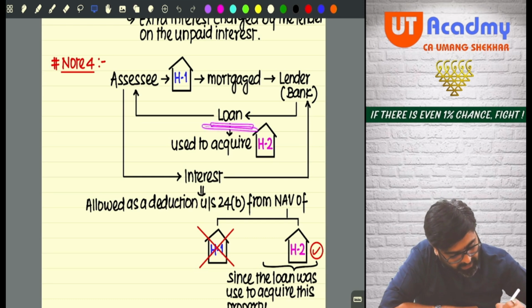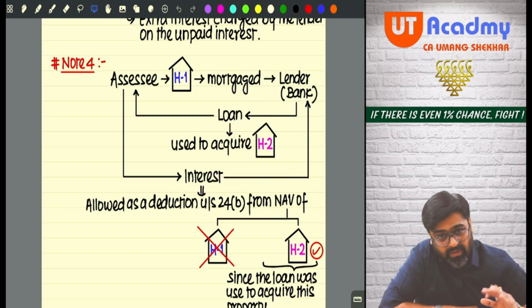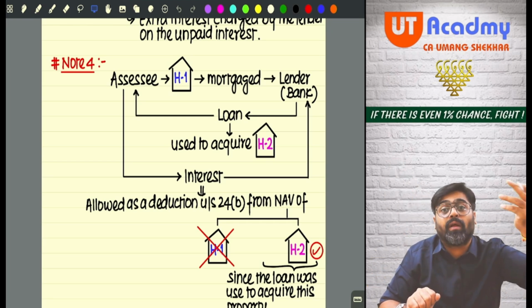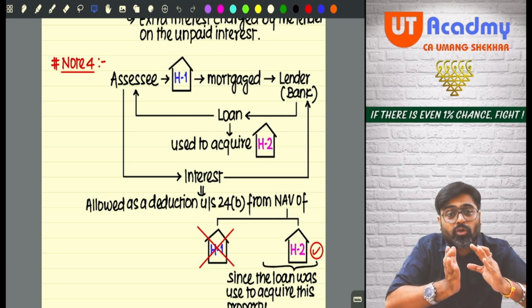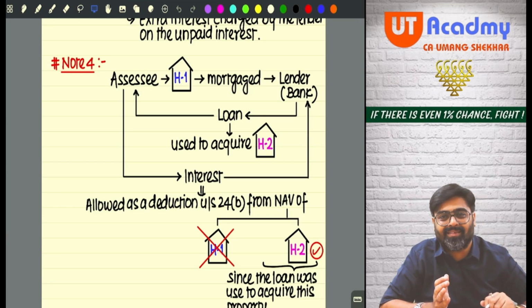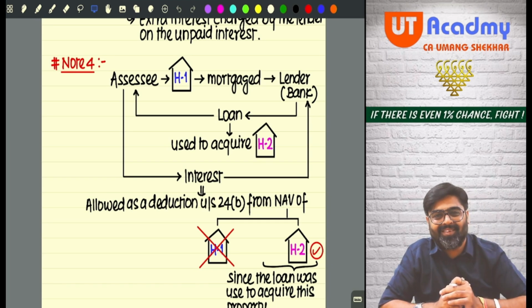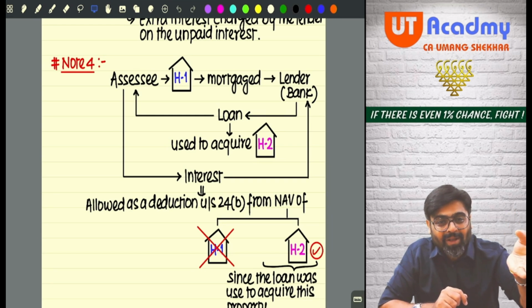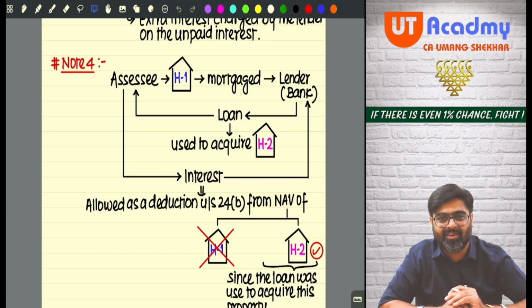Whatever interest you have paid on this loan, whatever interest you will pay to the bank, that interest will be allowed. Now you are confused whether to take this interest as a deduction from the annual value of house property 1 or annual value of house property 2. Always see on which house property the loan is used. So the amount of loan is used to buy house property 2. So the interest on that loan will also be available from the annual value of house property 2 and not 1. 1 was just kept as a mortgage to obtain the loan.